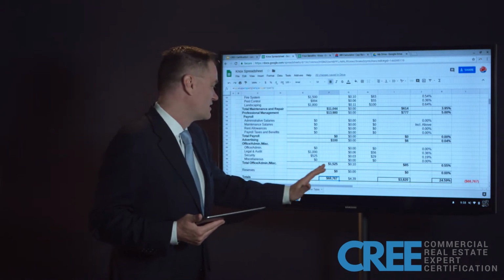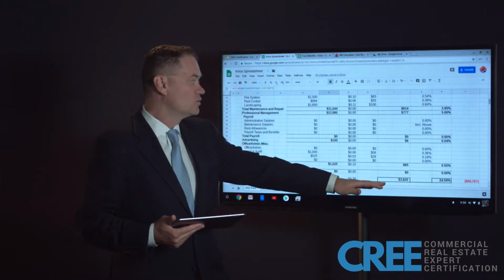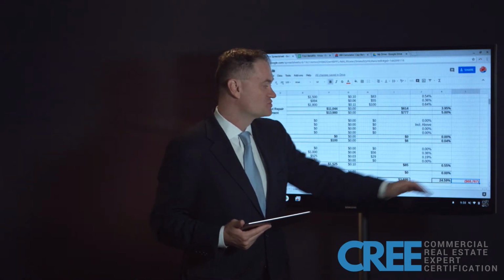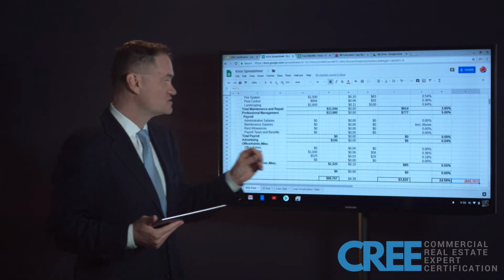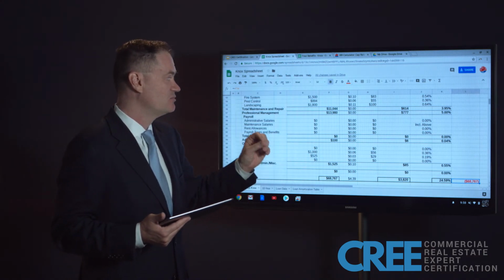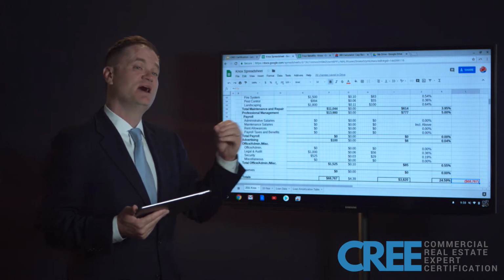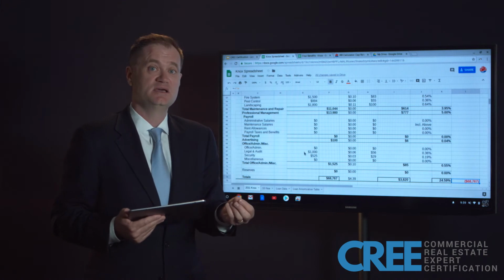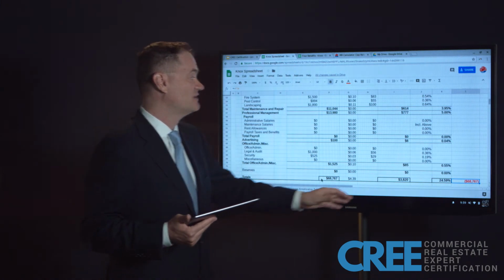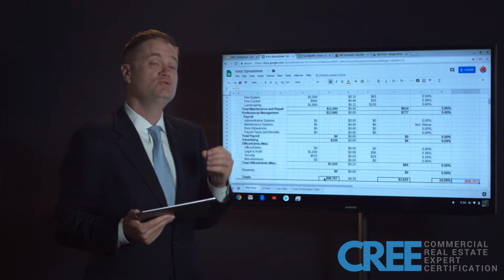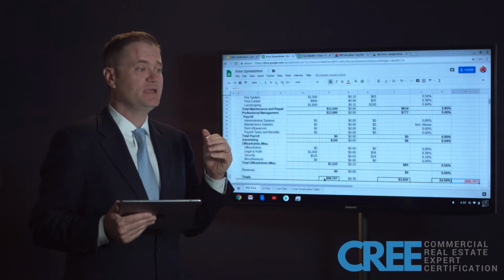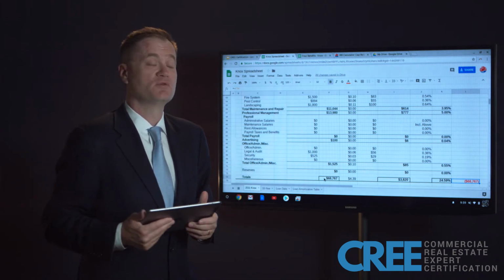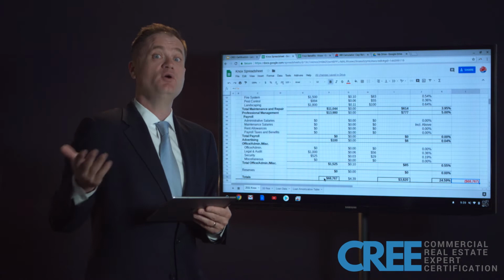And then we get down at the very bottom to the total expenses, which are just shy of $69,000, which again, the expense ratio of 24.6% is calculated based on the $69,000 divided into the EGI. So total expenses divided by the EGI number is going to give us that expense ratio. And you can look at other properties in the market that have sold and look at their expense ratios. What are they selling for? Are they selling at 20%? Are they selling at 40%?